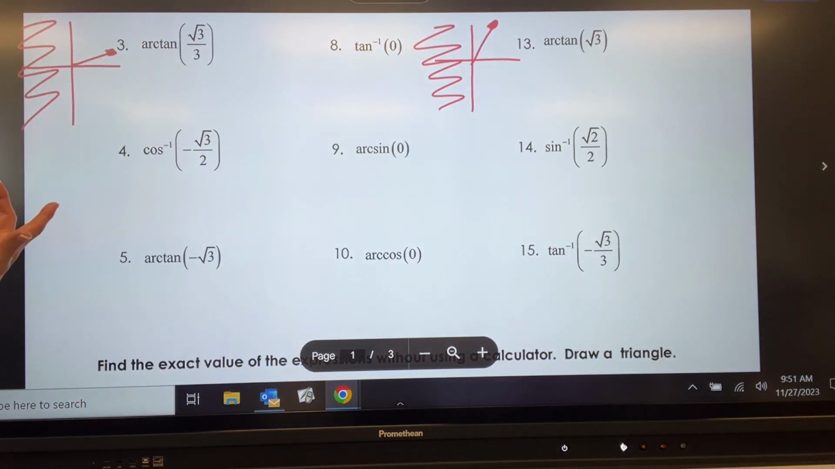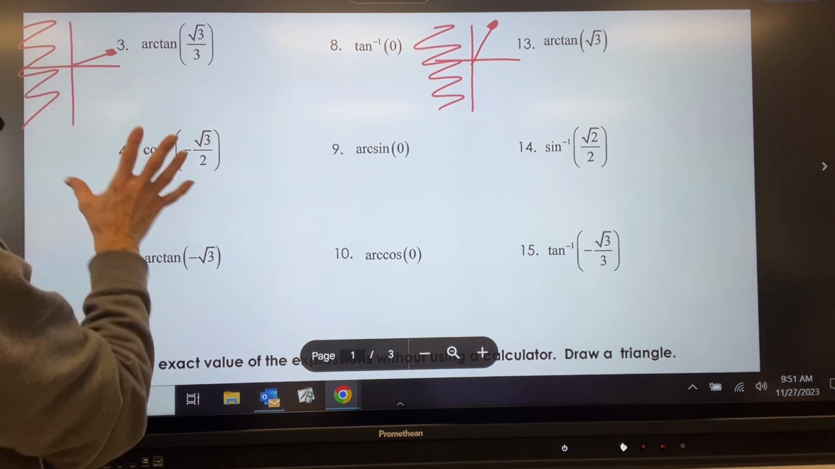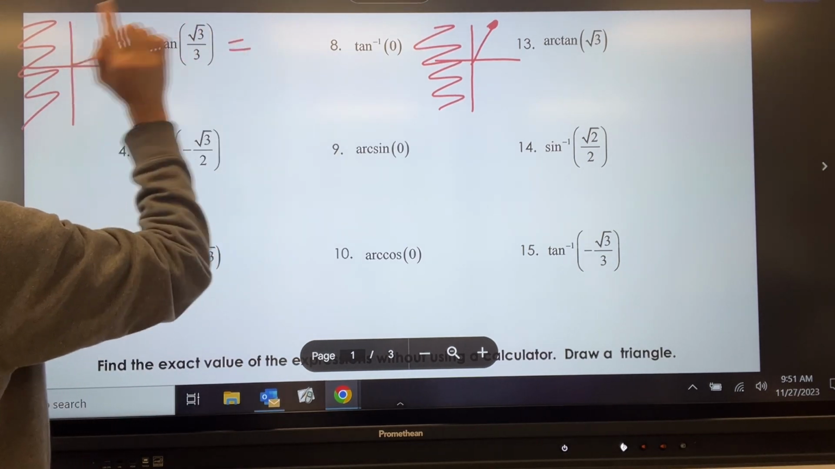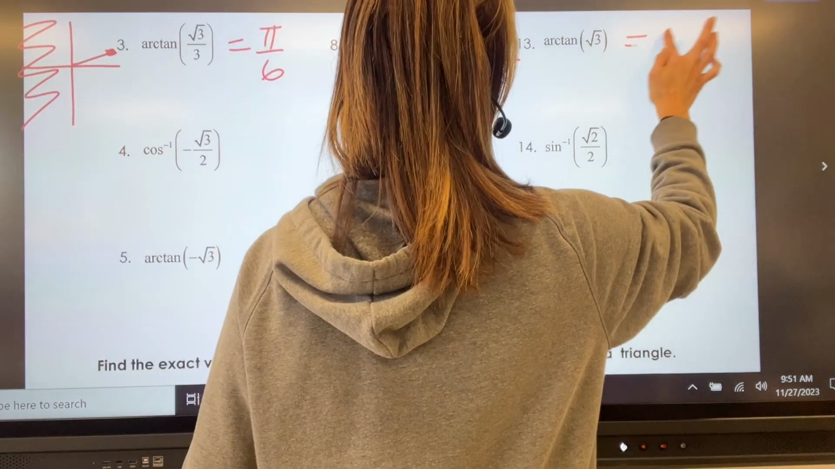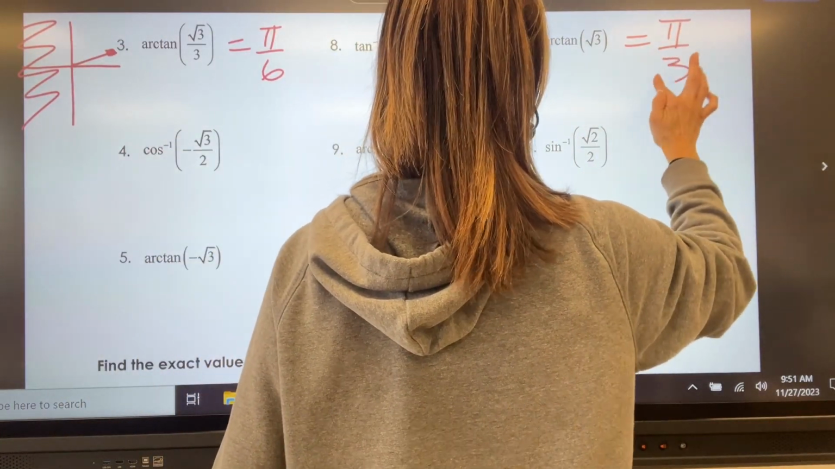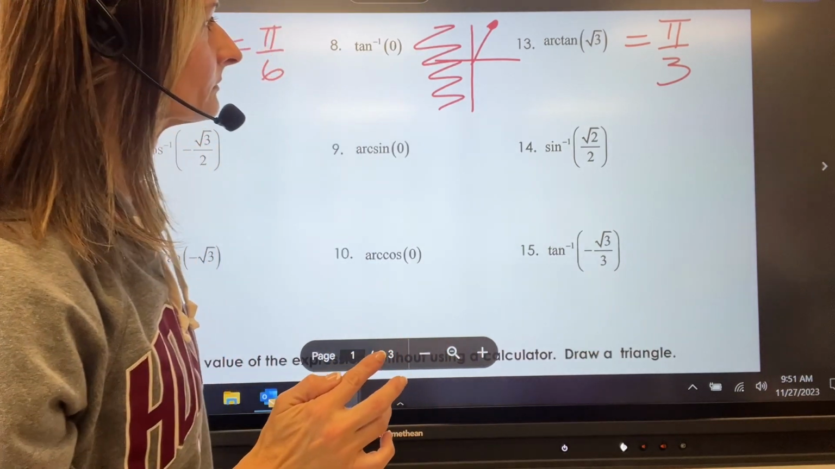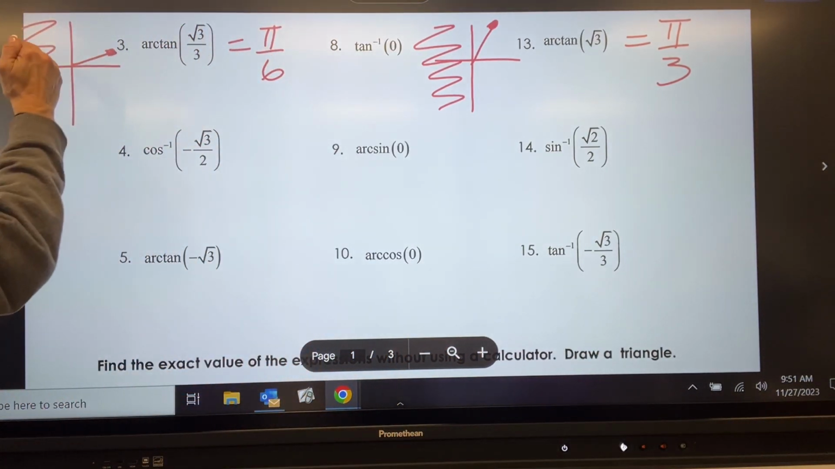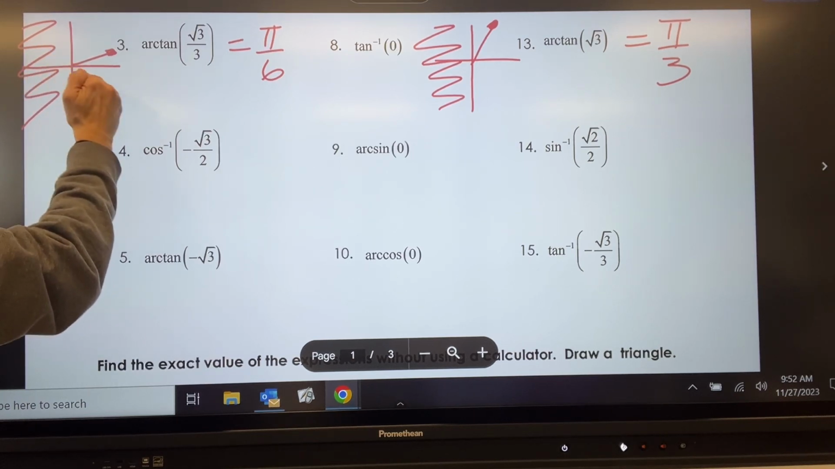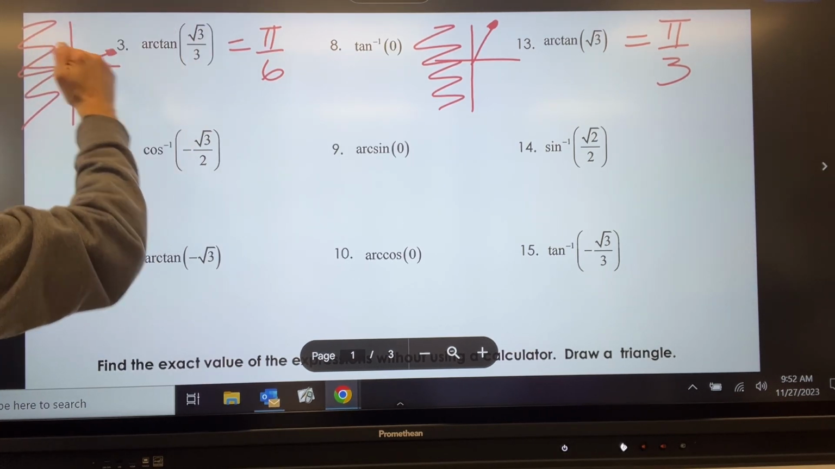So what are these angles going to be? So you're looking for the angle. This is going to be pi over 6. This one is going to be pi over 3. If they were negative and they were in the 4th quadrant, then these angles would just be negative.